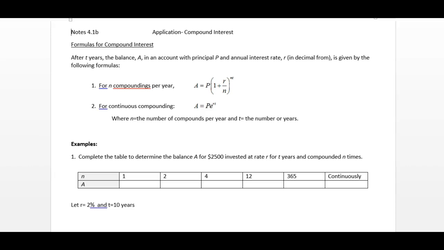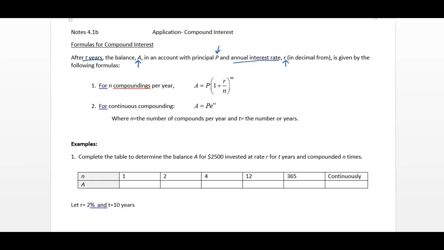So after t years, so t is always in years, the balance, which is given as A, in an account with a principal P, principal is the amount that you started with, like the initial deposit, and an annual interest rate, R. Okay, and you'd always take R and you put it in decimal form, is given by the following formulas. So for n compoundings per year, meaning it could be different compoundings, different times a year, twice a year, 4 times a year, 12 times a year, or daily, 365 days a year.